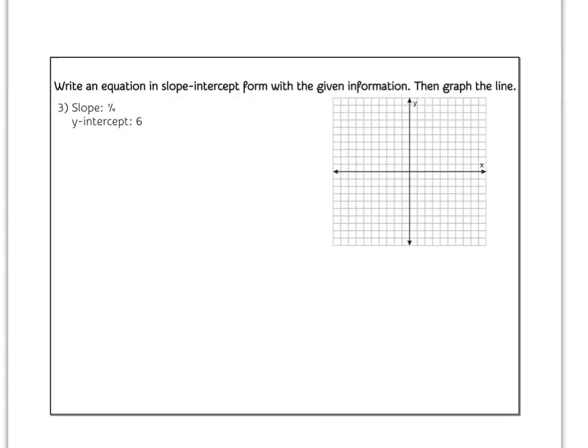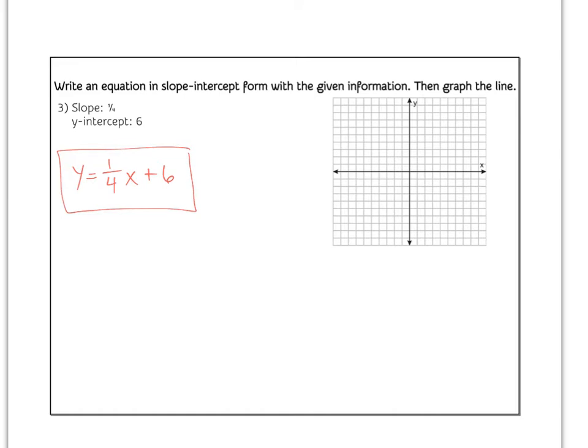Okay, please try this one. See if you can graph the line that has a slope of 1/4 and a y-intercept of 6, and also write the equation for the line. So go ahead, pause the video, see if you can do this. If you said y equals 1/4 x plus 6, you are correct. That is the equation for the line.